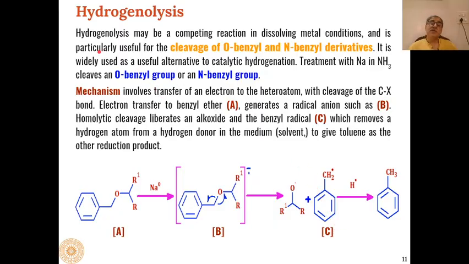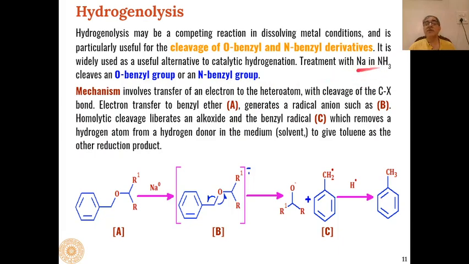Then in some cases, when we use dissolving metal reduction, the cleavage of the hetero bond takes place. So for example, in case of O-benzyl or N-benzyl derivatives, the cleavage of the carbon-oxygen or carbon-nitrogen bond takes place. Such cleavage reactions are called hydrogenolysis. So hydrogenolysis is basically not a reduction reaction, but this is a reductive cleavage of these types of derivatives.